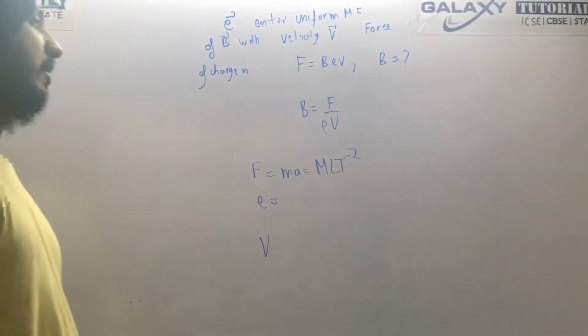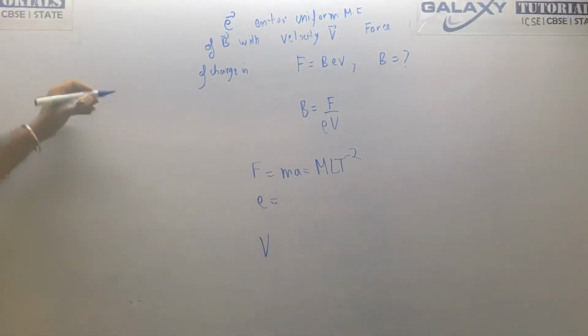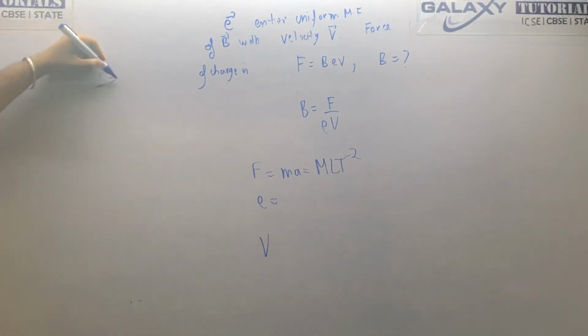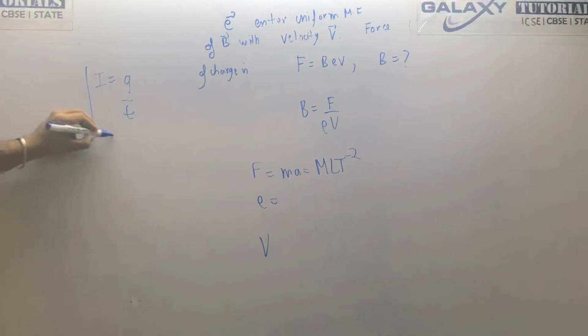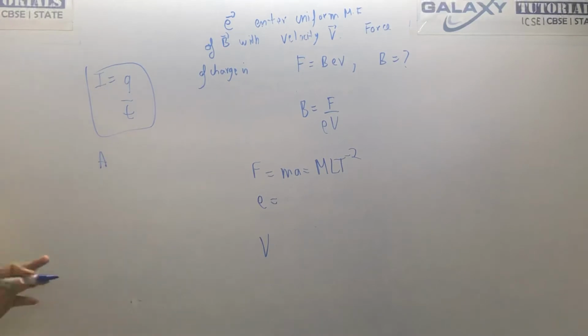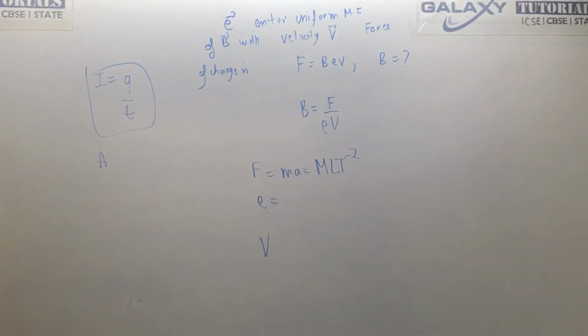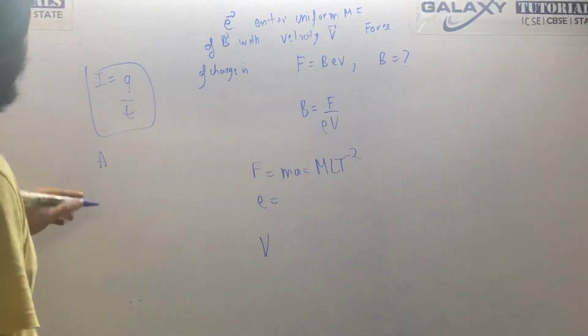Next is the electron. Now, you may not know the electron's dimension, but you know it from current. I is equal to Q upon T. Basically current is the rate of flow of charge, and current is taken as ampere. In some books, like in your book, it is represented by I, but in some books you will see it represented by A. The dimension of current is represented by A. It depends; don't worry about that, you can write A also.